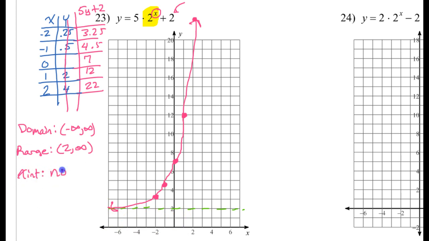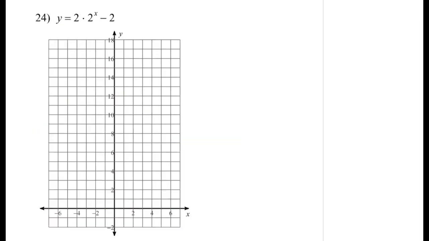All right, x-intercept, I'm just going to put none. It doesn't touch the x-axis. For the y-intercept, well, I can see it right here. It's 0, comma 7. All right, so that's it for problem number 23. All right, let's go ahead and do problem number 24 the same exact way.